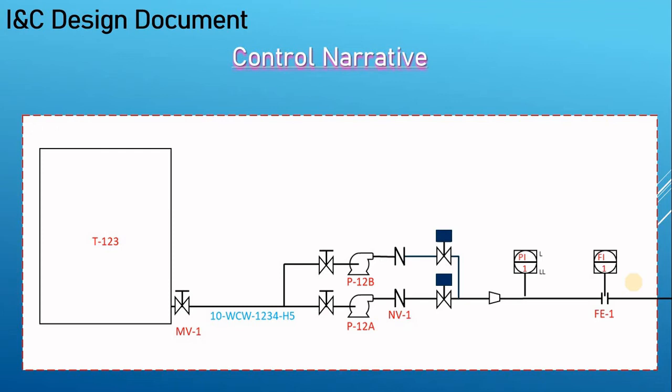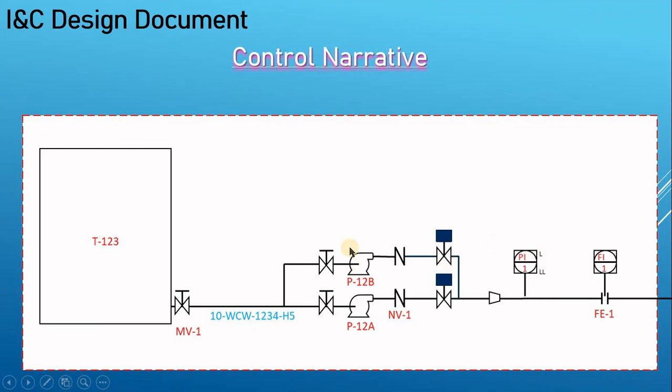Don't forget that the control narrative is one document, but the person will need the P&ID, the cause and effect, and the logics. But if you can't find all those data in there, this is the place where you put all your explanation. For instance, you have 2 pumps, and when the pressure goes low, you will start the second pump.